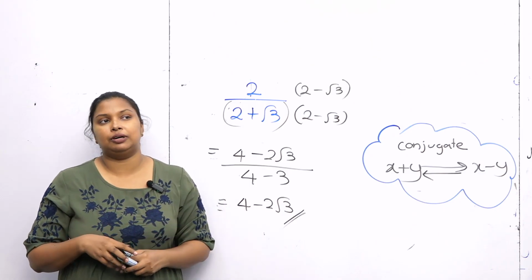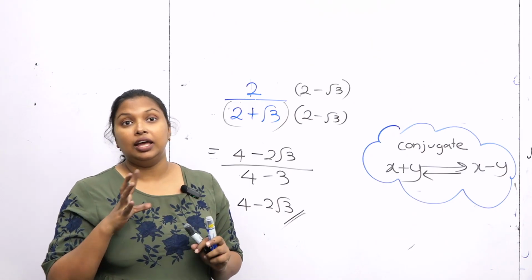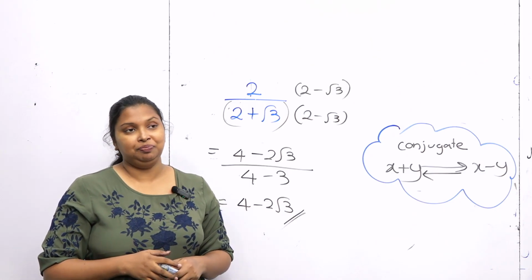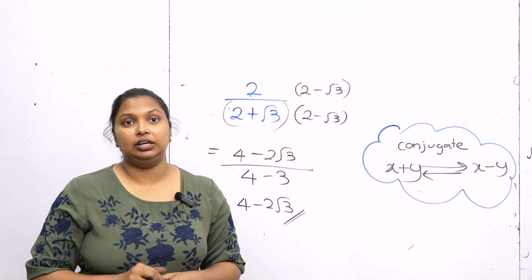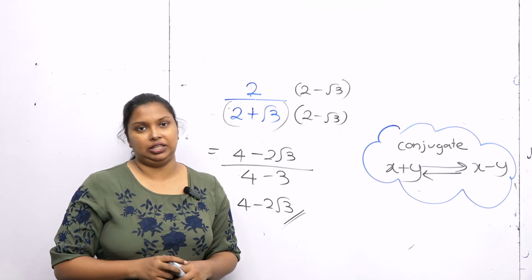There was a follower, one of his followers called Hipparchus. That person has found this irrational number thing.